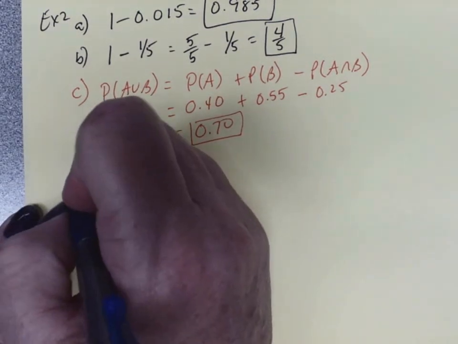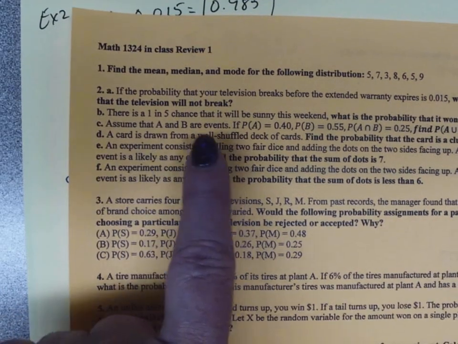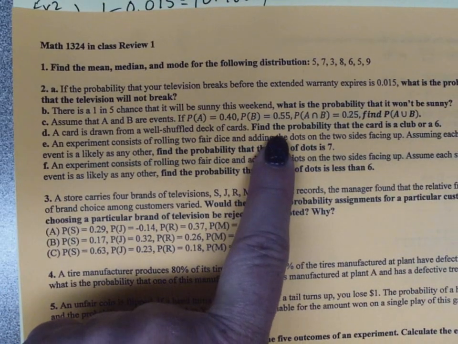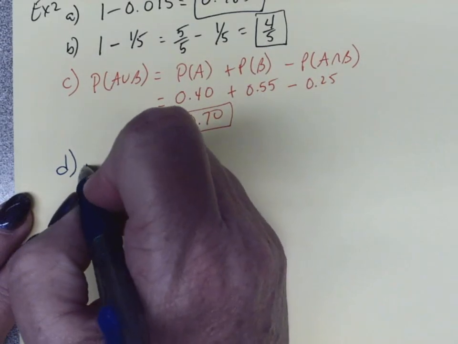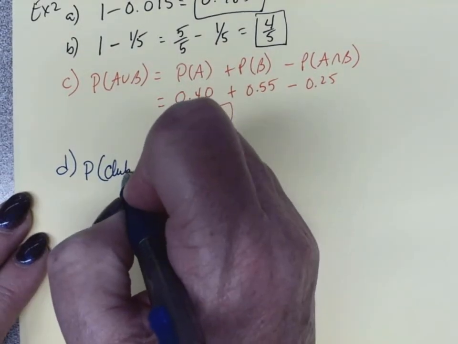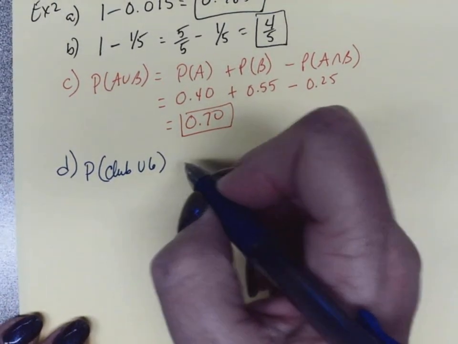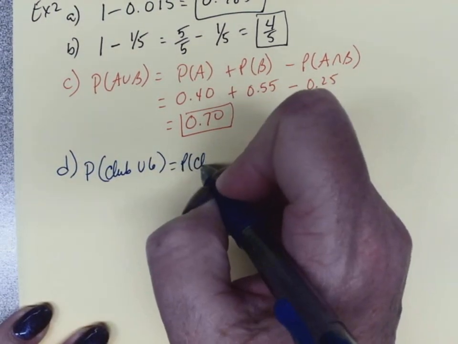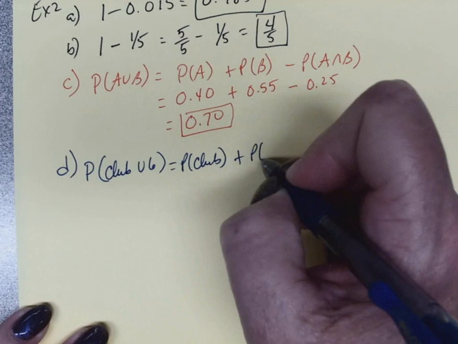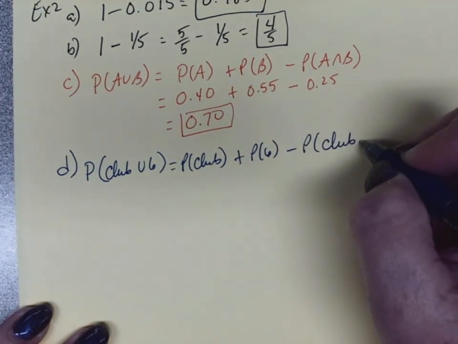All right, let's look at D. D says, a card is drawn from a well-shuffled deck of cards. Find the probability that the card is a club or a six. So that's using the same formula we just did. We're having the probability of a club union with a six, because it's an "or"; "and" would be intersection, but "or" is union. So we're looking at the probability of a club plus the probability of a six minus the intersection of a club and a six.